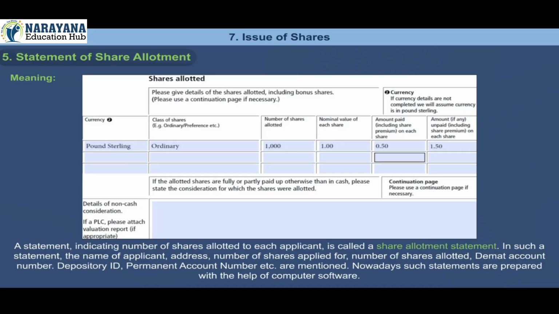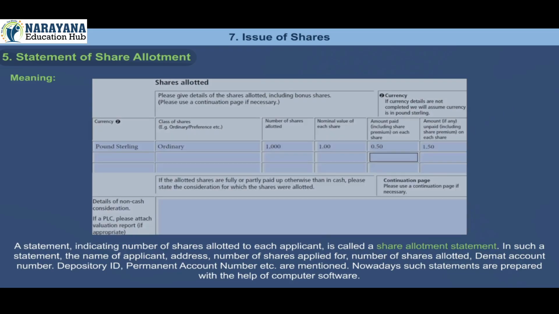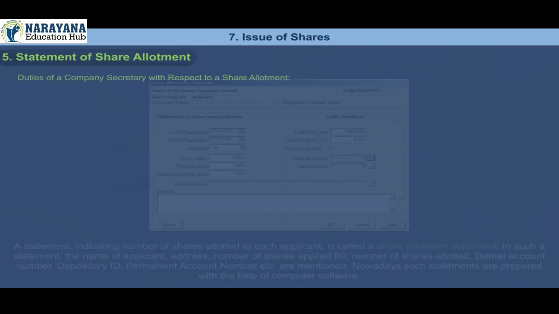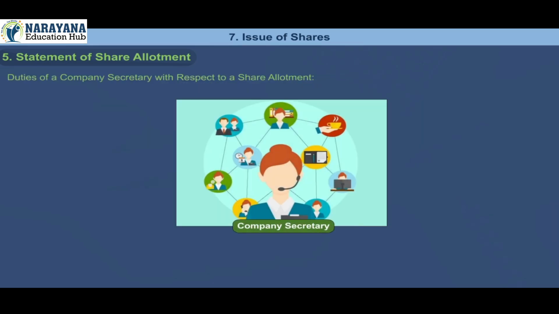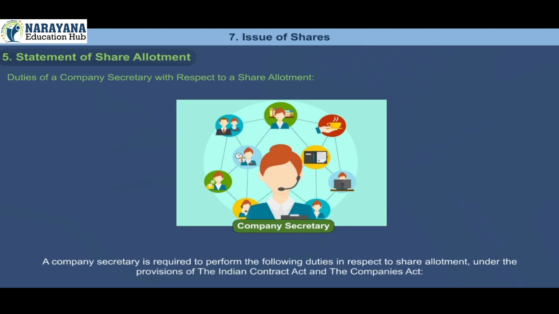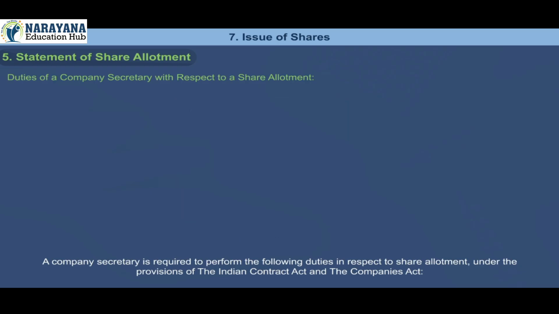In such a statement, the name of applicant, address, number of shares applied for, number of shares allotted, demat account number, depository ID, permanent account number, etc. are mentioned. Nowadays, such statements are prepared with the help of computer software. Duties of a company secretary with respect to a share allotment. A company secretary is required to perform the following duties in respect to share allotment under the provisions of the Indian Contract Act and the Companies Act. 1.